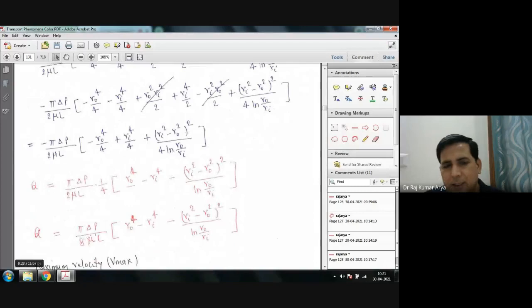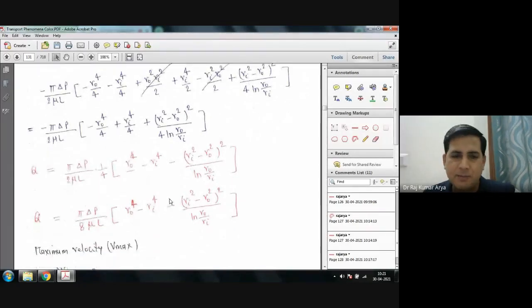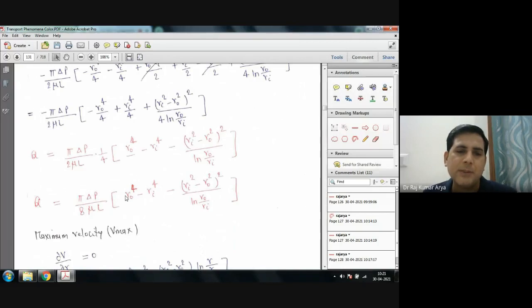R naught to the 4, Ri to the 4, and Ri minus this format. Try to rearrange it in this way. So you got the volumetric flow rate.